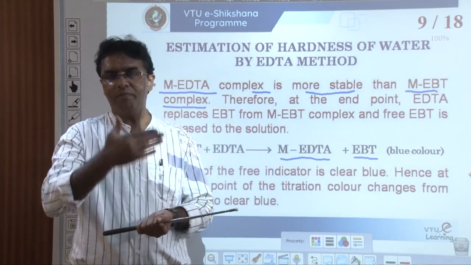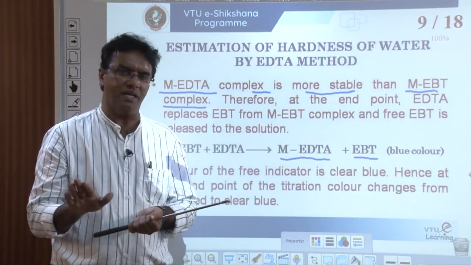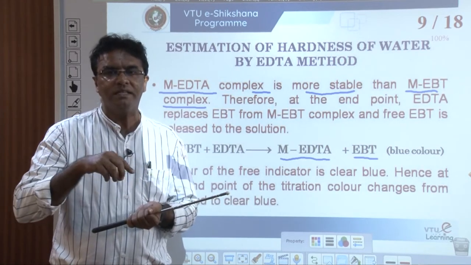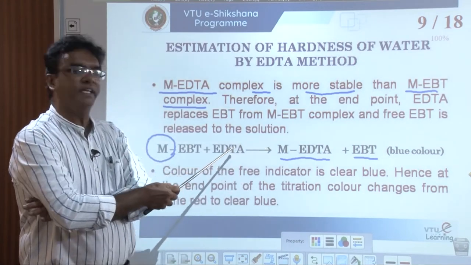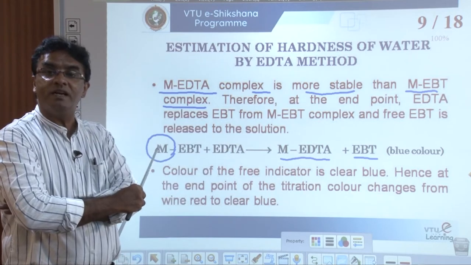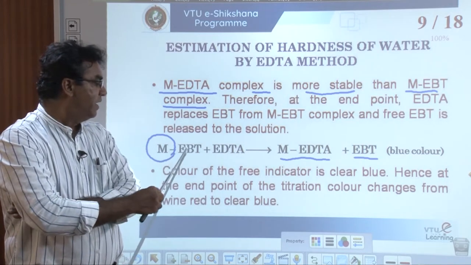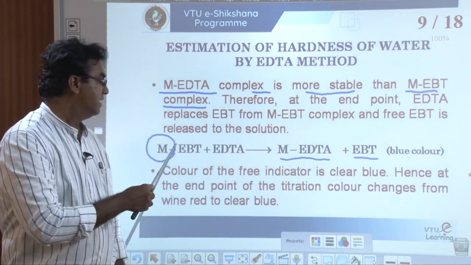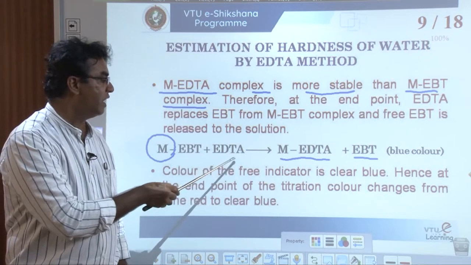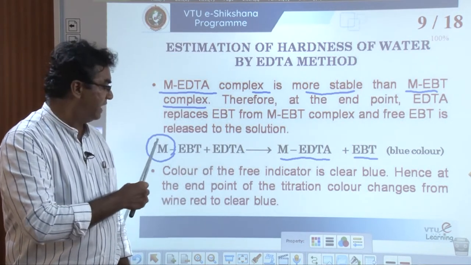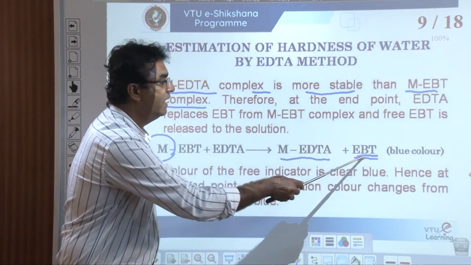So when you keep on adding EDTA from the burette into the conical flask, EDTA first reacts with all the free metal ions, forming metal EDTA complex. Then the next few drops of EDTA that you add will react with the metal ions engaged with the indicator, because the metal indicator complex is a weak complex. Being a weak complex, metal ions prefer EDTA more than they prefer EBT. Therefore, the last few drops of EDTA that you add will take away metal ions from the EBT complex, forming metal EDTA complex and leaving the indicator behind.